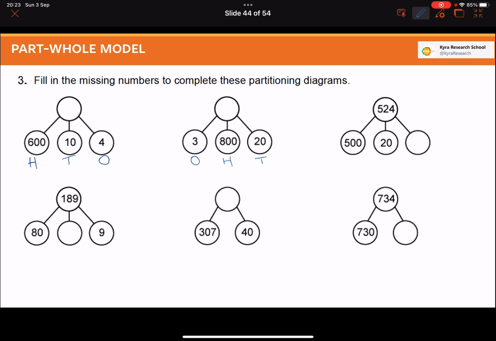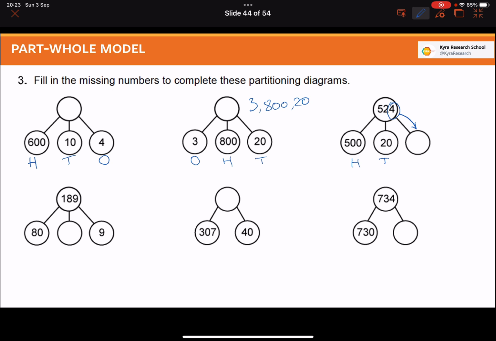So we don't end up with some numbers such as 3,800,20 or anything along those lines, which could well become one of their misconceptions. Same with the next one, we've got the hundreds, we've got the tens, but this time it's switched, so the ones digit they've got to find and bring down into their part whole model.